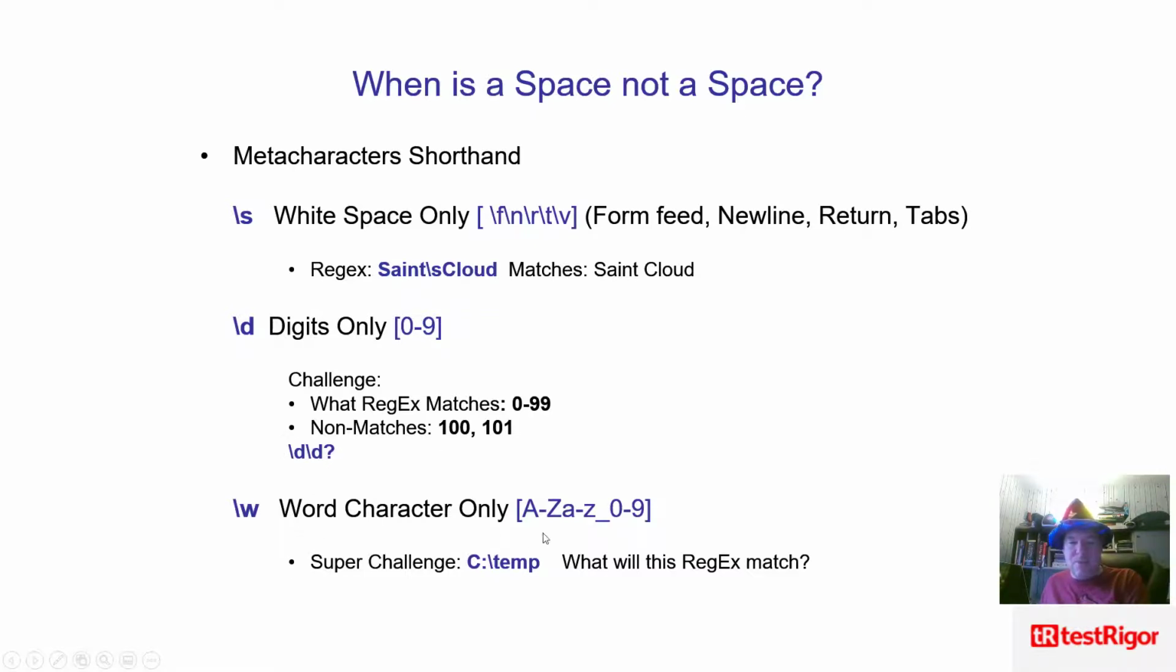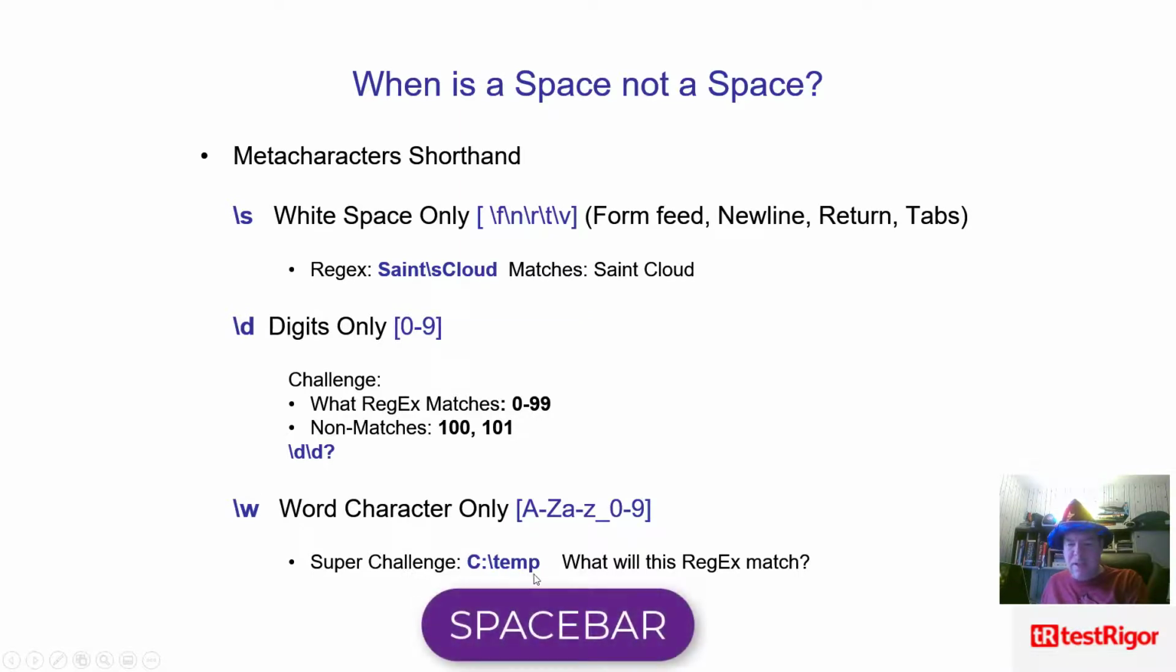Next, we're moving on to word characters. This is a little bit more complex. A word character matches only uppercase and lowercase letters, the numbers 0 through 9, as well as an underscore. This is the equivalent of this. It's just a shorthand. So here's our super challenge. Get ready. Hit that spacebar because this one is tricky. What will C:\temp match? What's that regex?